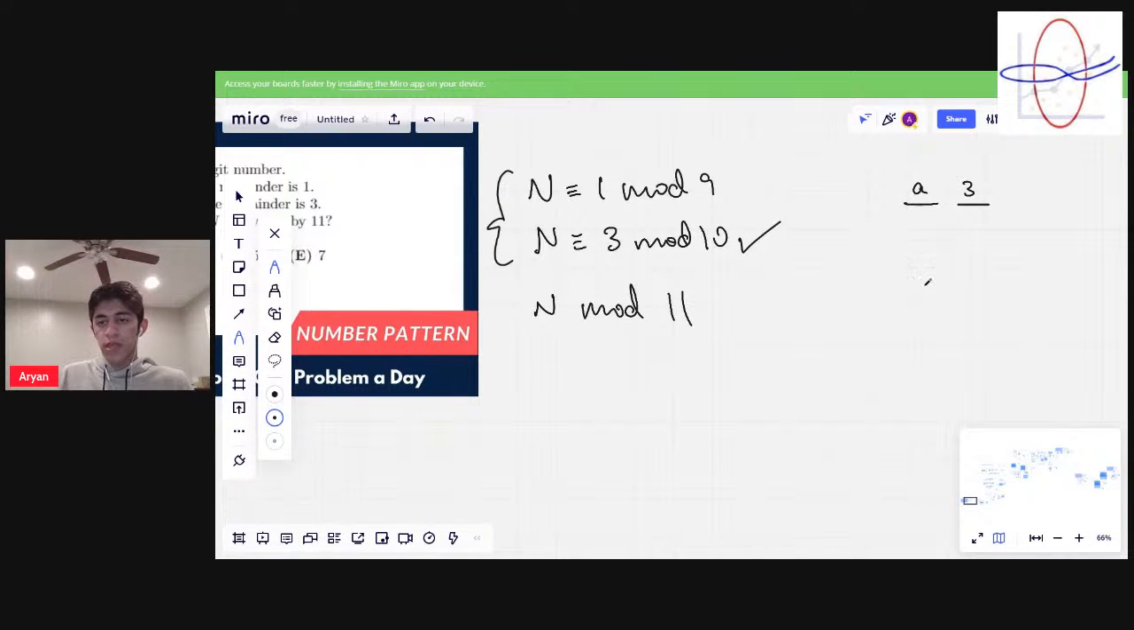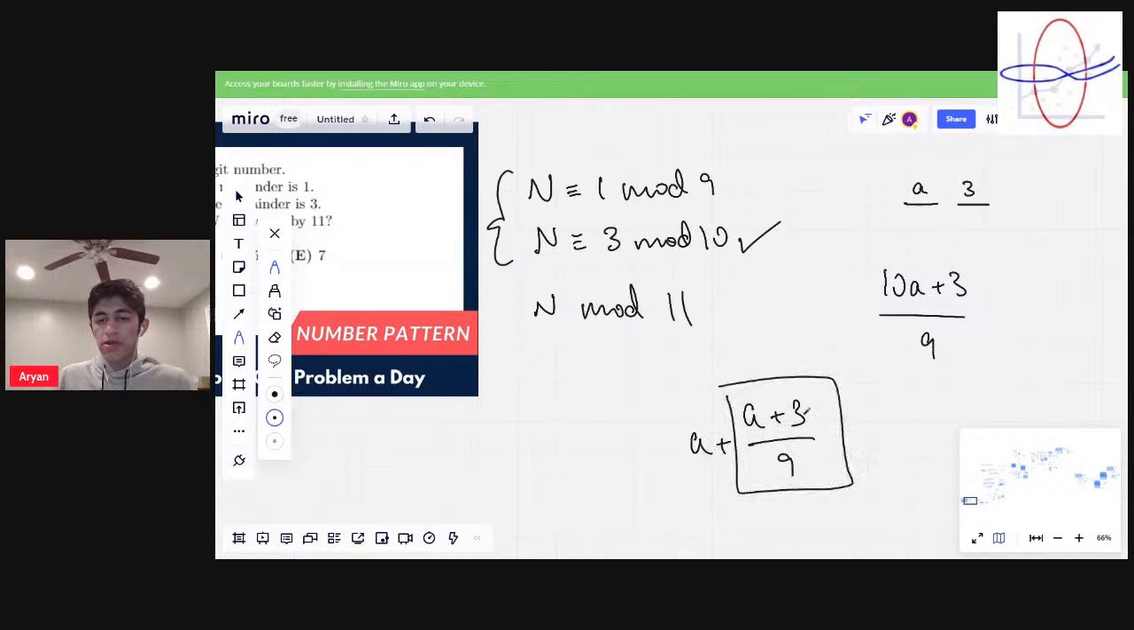1 mod 9. And now there's two ways to solve this, right? The first is we could write the actual value 10a plus 3, and this, when divided by 9, has to leave a remainder of 1, right? So if we divide this by 9, we need a remainder of 1. And so 10a plus 3 divided by 9, we could reduce to a plus 3 divided by 9, and just add an a. So a is a whole number, so this would be our remainder.